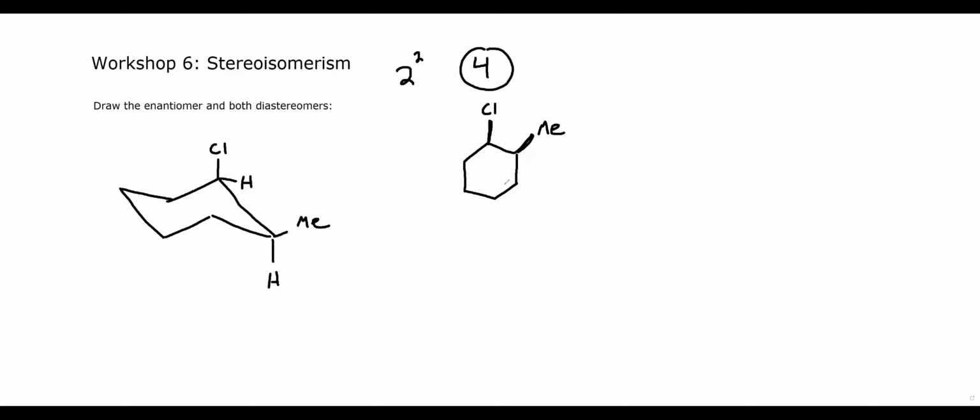How do we draw the enantiomer for this molecule? Well, we simply flip all the wedges to hashes and all the hashes to wedges. Alternatively, you could draw the mirror image. I'm going to draw the enantiomer simply by changing hashes to wedges. Chlorine, methyl.